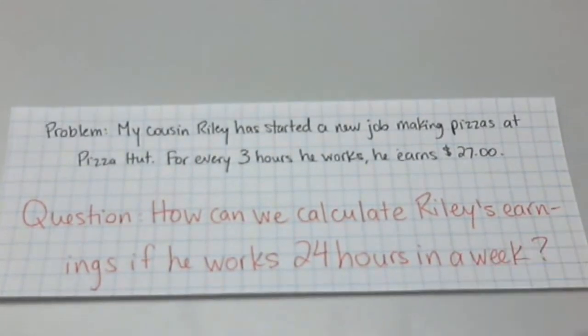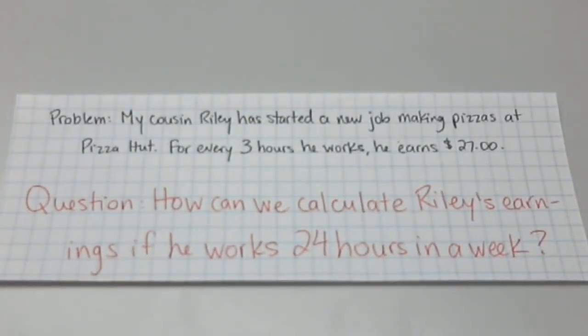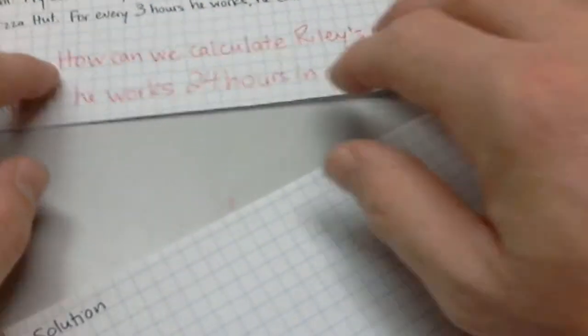My cousin Riley, I actually do have a cousin Riley, he started working at a new job making pizzas at Pizza Hut, and for every 3 hours that he works, he actually earns $27, which is not a lot of money. So the main question is, how can we calculate Riley's earnings if he works 24 hours in a week? Okay? So here's how we're going to be doing that.